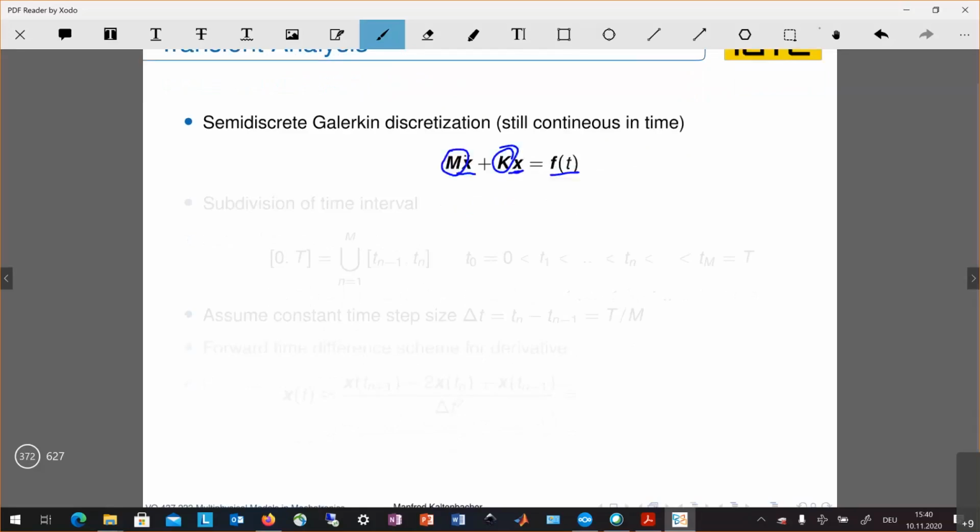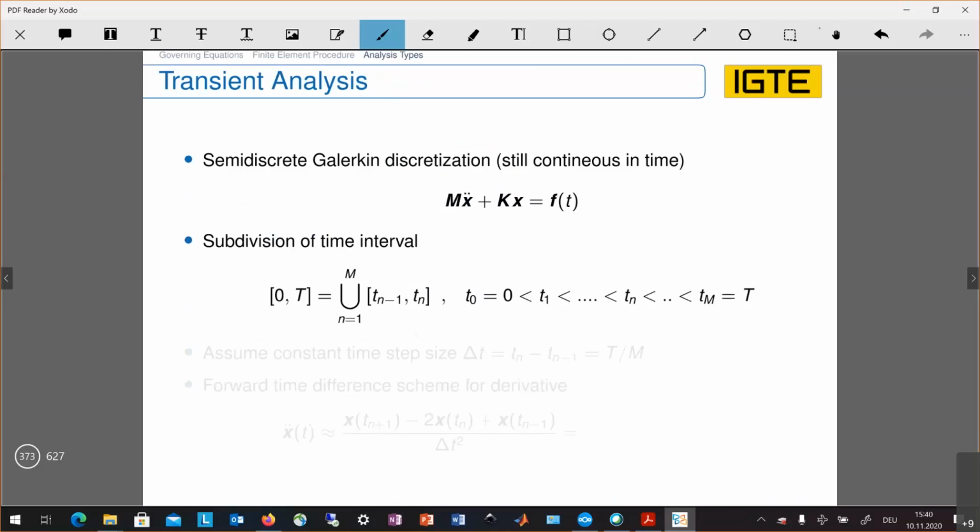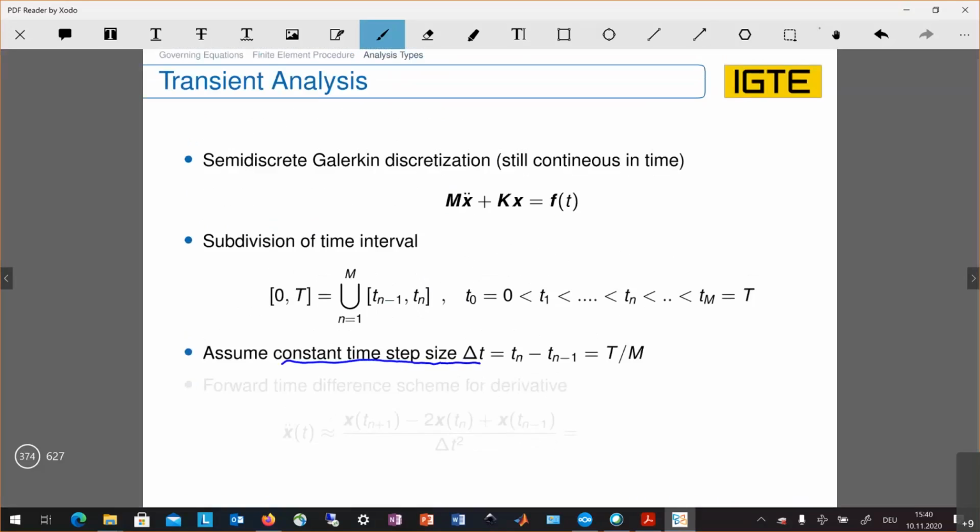So the approach is the same as we already have discussed for the heat equation. We subdivide the time interval in small intervals, and the standard approach is to have a constant time step size delta t, and so the whole computational time t is then divided by your m time steps to get delta t.